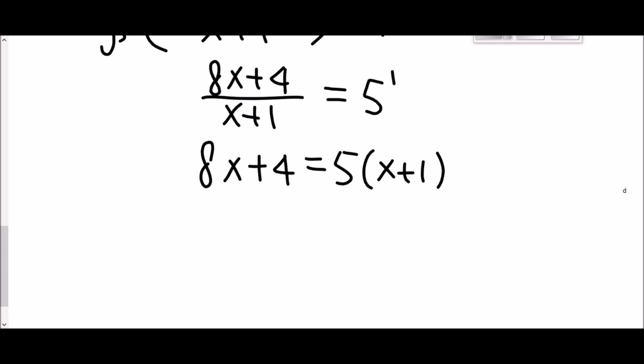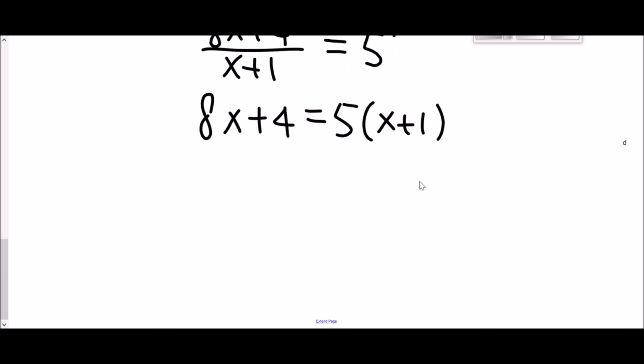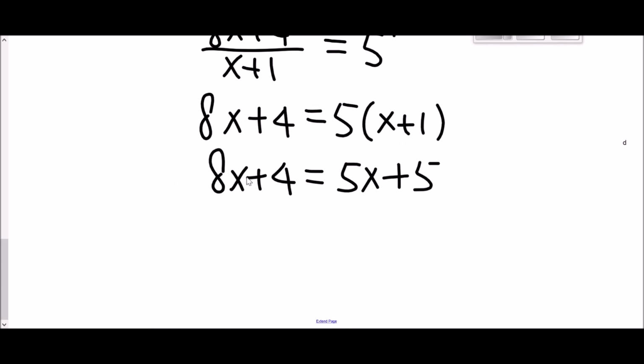Then the rest is just grade 9, Math 10C algebra stuff. So 8x plus 4 equals, distribute 5 into this. 5 times x gives you 5x, 5 times 1 gives you 5, and then group the like terms together. So minus 5x on both sides, minus 5 gives you 3x, and this is gone, of course. And then minus 4 on each side to get rid of this.